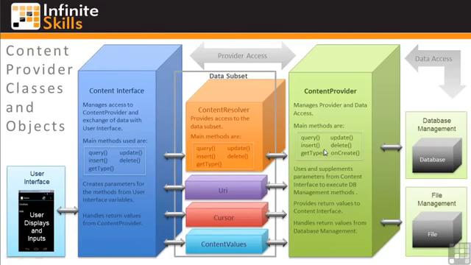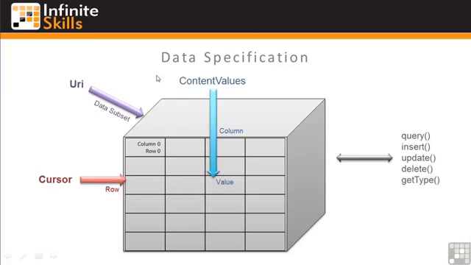And let's look at a bit more detail about the URI, cursor, and content values. Together, the URI, cursor, and content values provide a data specification that details where the data is located. The URI indicates a data subset to be operated on. The cursor tracks and provides the row number, and content values provide a column number and value. So together they provide a triangulation for the methods to locate and work with data. There are upcoming content provider lessons with more details on these elements. Now back to our main graphic.